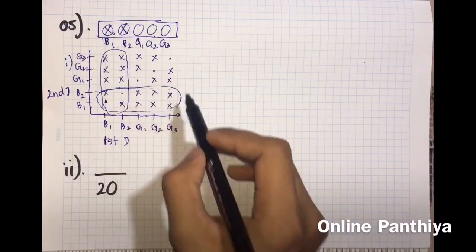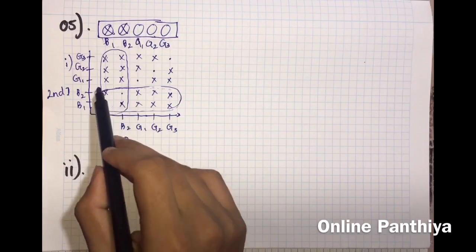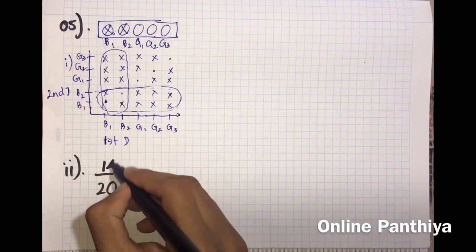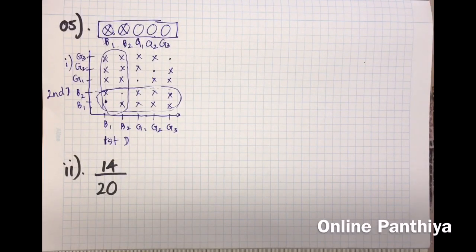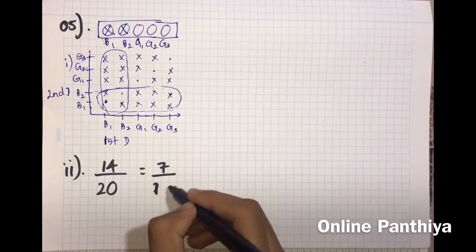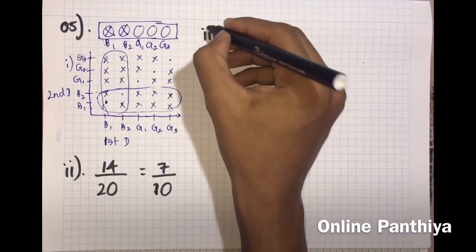Out of that, how many have I circled now inside the box? You have 1, 2, 3, 4, 5, 6, 7, 8, 9, 10, 11, 12, 13, 14. Yes? Clear? Okay. So you can simplify. After simplifying, you will be getting 7 over 10. Okay. So let us move on to the third part.